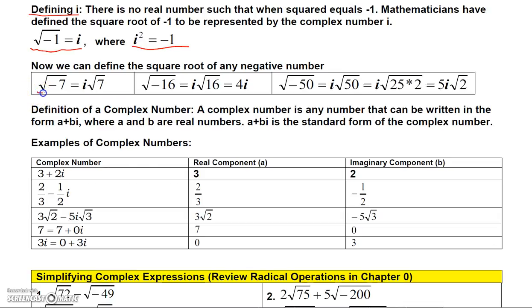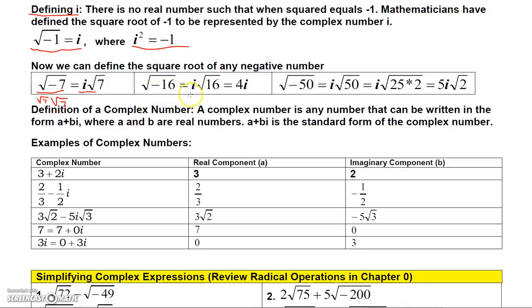So if you want to talk about the square root of -7, you simply say that's equal to i times the square root of 7. Basically what you're doing there is rewriting that as the square root of -1 times the square root of 7. And then the square root of -1 is i, so you have i times the square root of 7. So anytime we have the square root of a negative number, we can write that as i times the square root of the number.